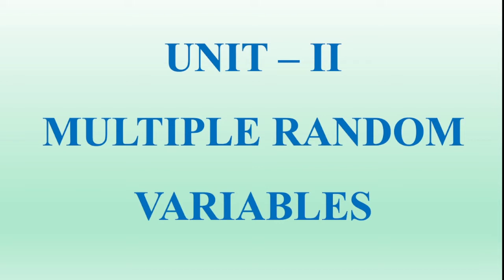Once again, the definition: if only one characteristic of the random experiment is considered, then it is known as the concept of a single random variable. If two characteristics of the random experiment are to be considered, then it is known as the concept of two random variables. For example, in an electrical circuit, current only can be a single random variable. Both voltage and current can be two random variables. So that is the introduction to multiple random variables.